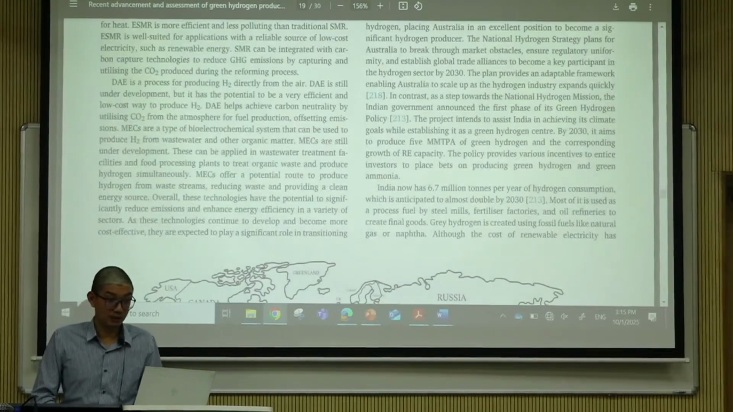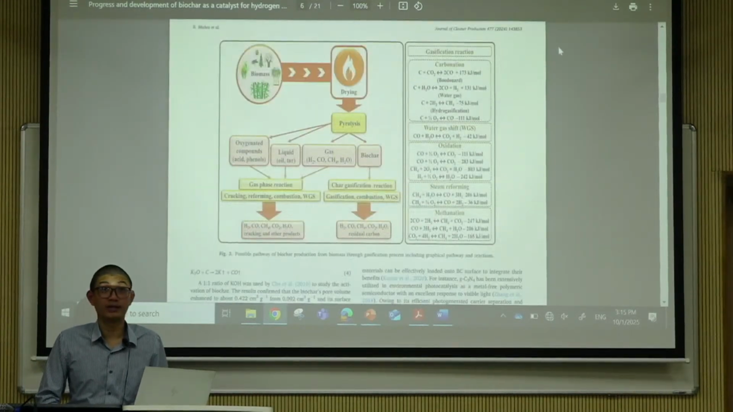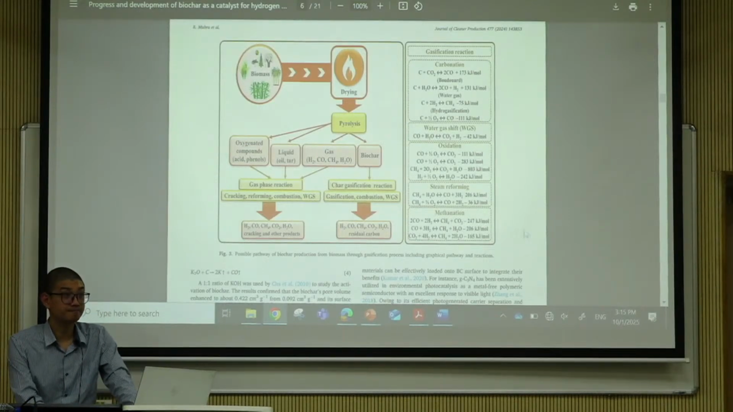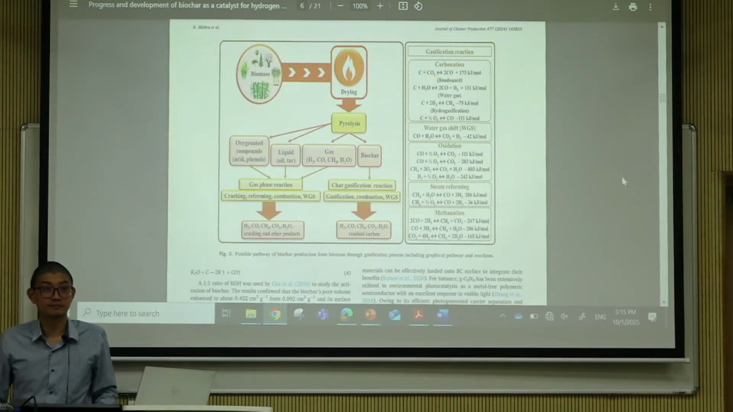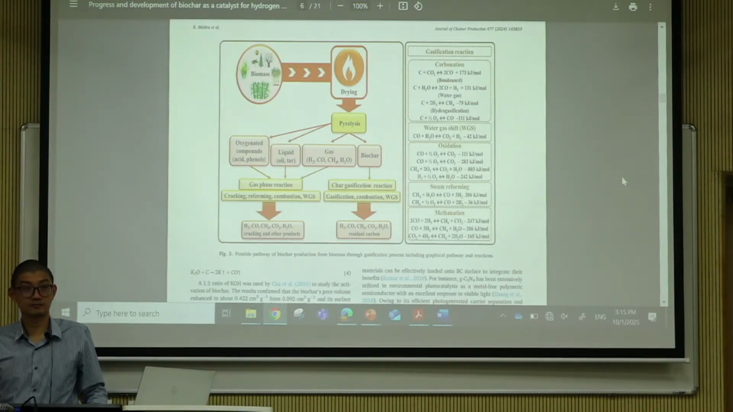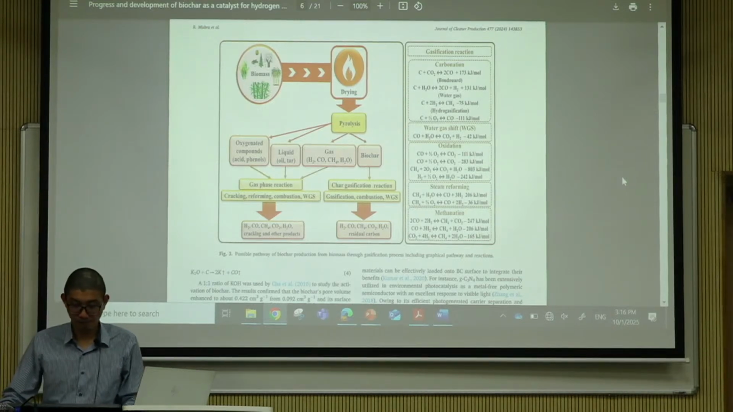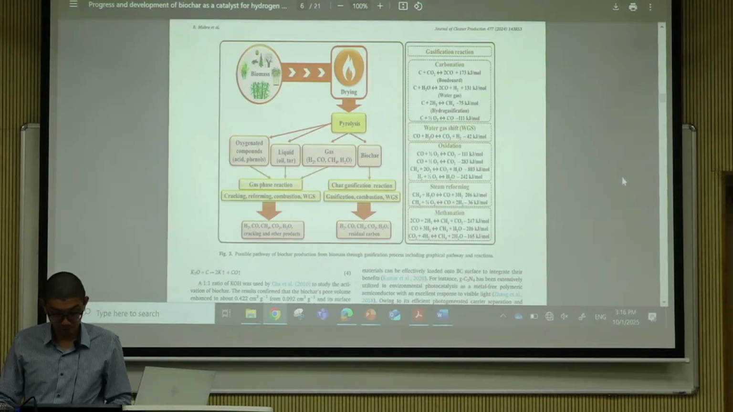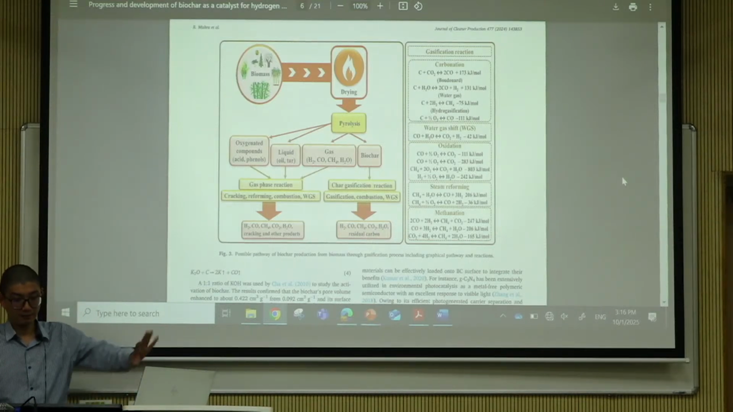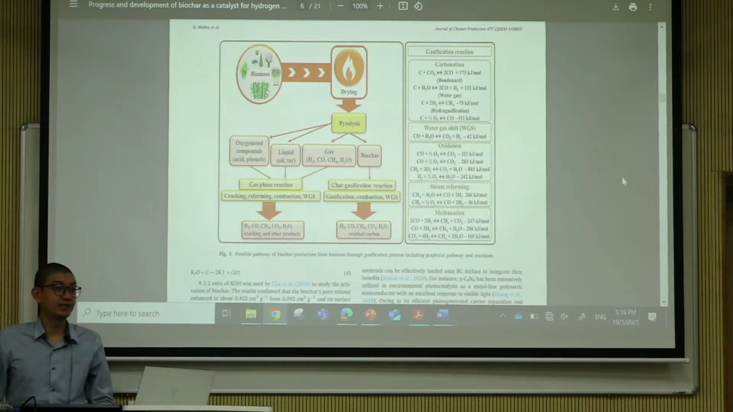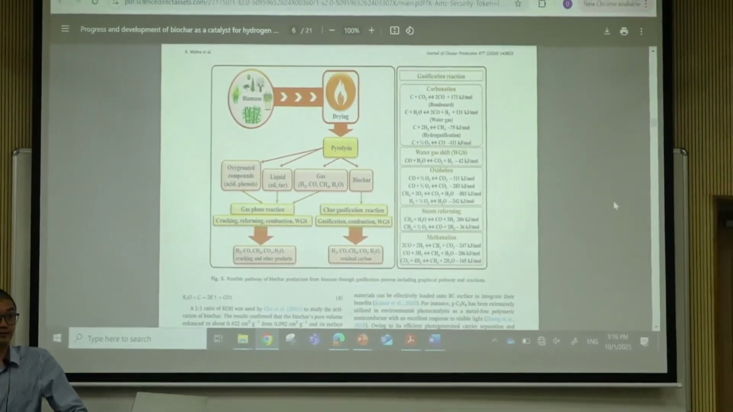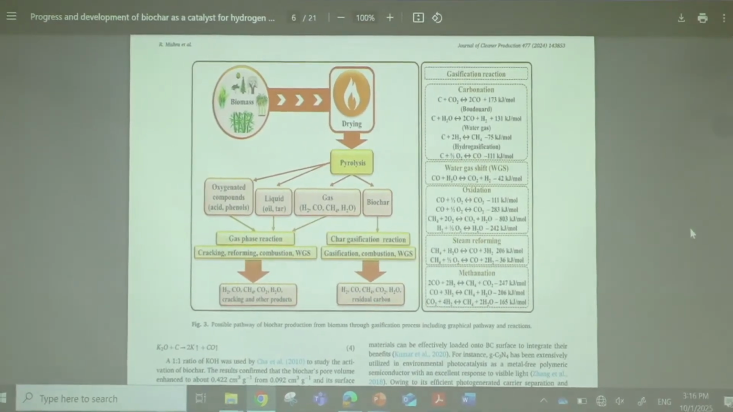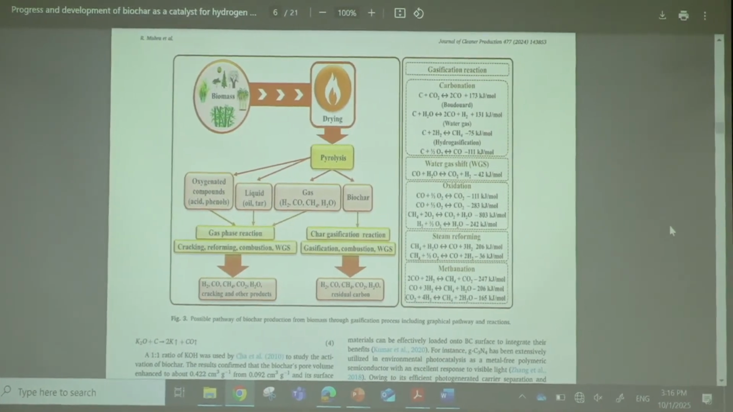I think that's all I want to share. Any questions, any comments? This one is the pathway to produce the biochar. Any questions? If not, I think that's all. We end our course today.